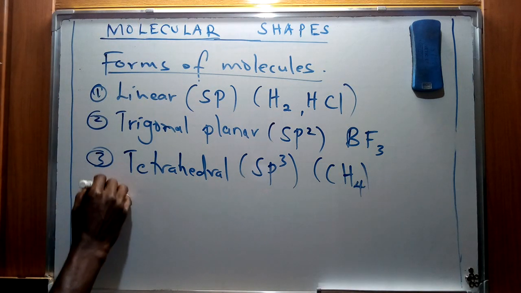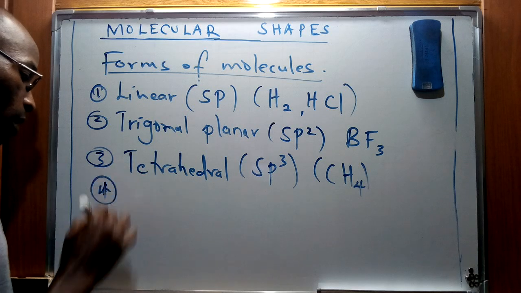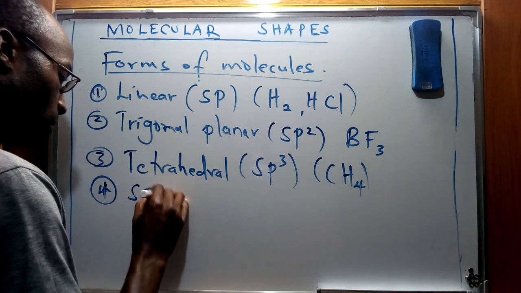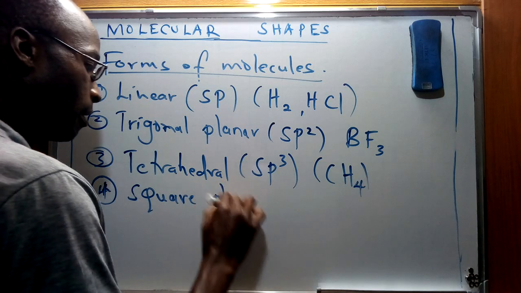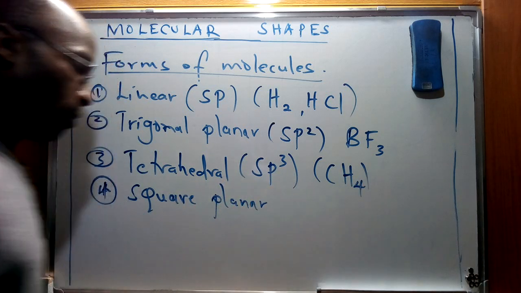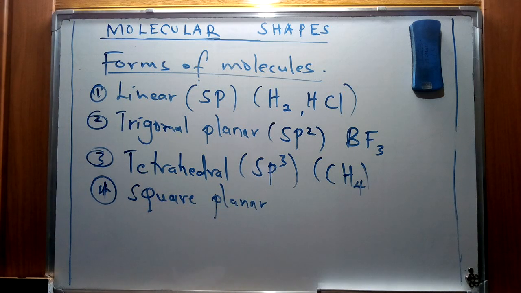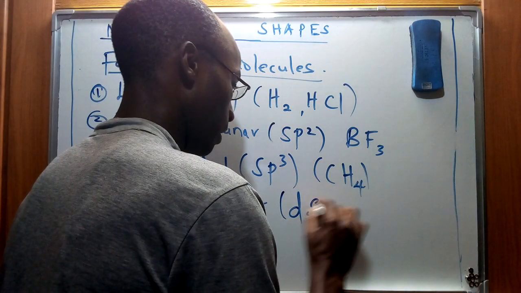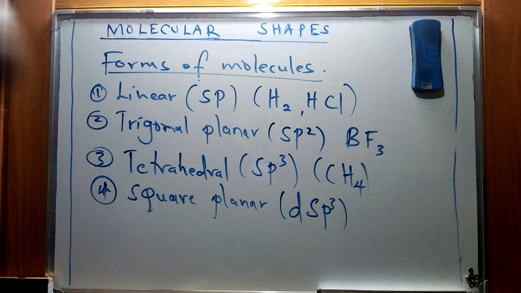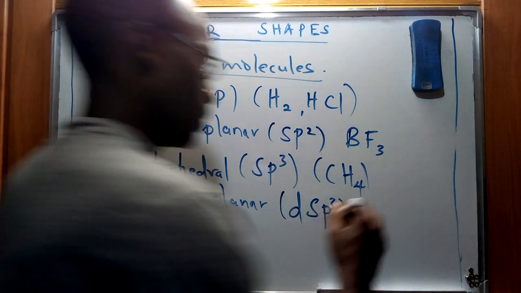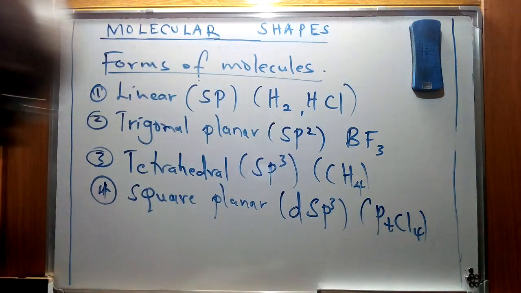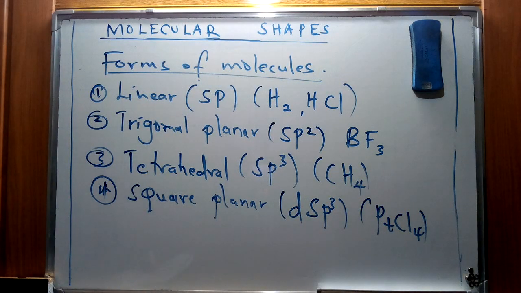And then next we're going to look at another form of molecule, which is square planar, and this is going to have a few similar geometrical aspects to what we have described. This one appears for the sp3d hybridized, and we can give PCl4 as one of the specific examples of those square planar.